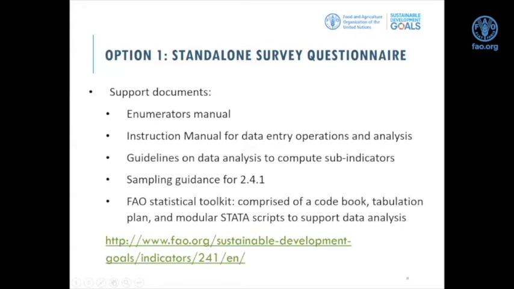So the support documents for SDG 2.4.1 contain the enumerator manual, the instruction manual for data interpretation and analysis, guidelines on data analysis to compute the sub-indicators, sampling guidance for SDG 2.4.1, and the FAO statistical toolkit, which comprises a code book, tabulation plan, and modular data scripts to support data analysis. So let me go into each one of them one by one.